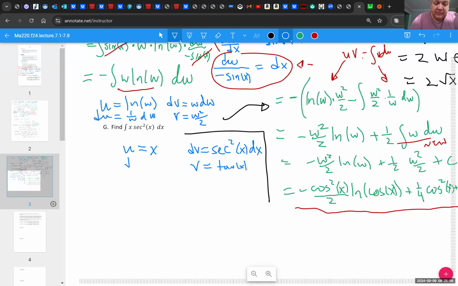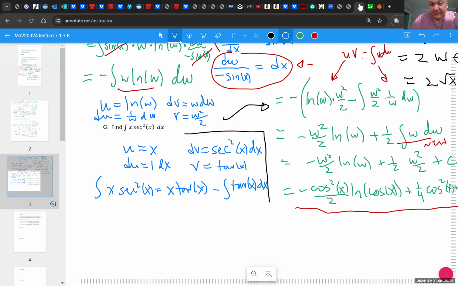And as we said before, the derivative of u is just 1. Move the dx over here. And so I get this thing, the integral of the u dv thing. That's this guy here. That's u dv is equal to u times v. So x is the u and v is the tangent x, minus the integral of v du, which is tangent x times 1 times dx.